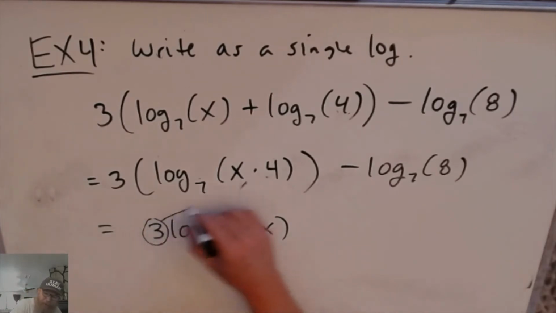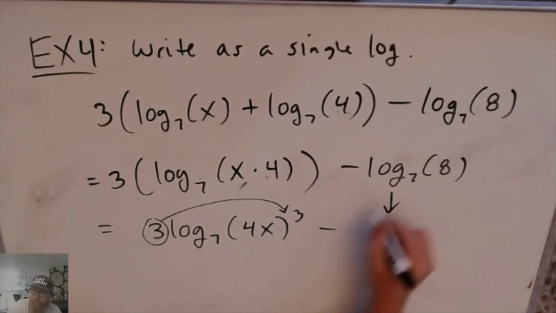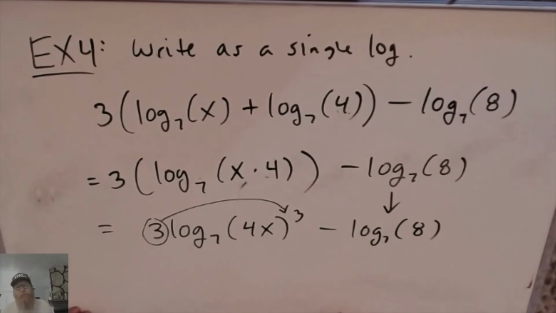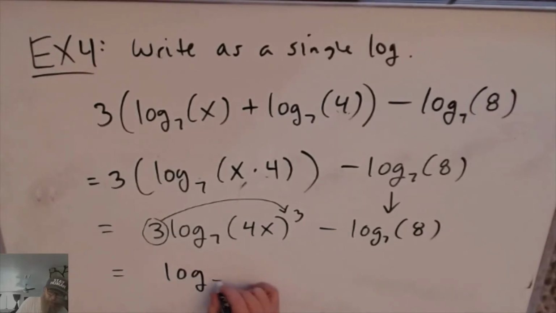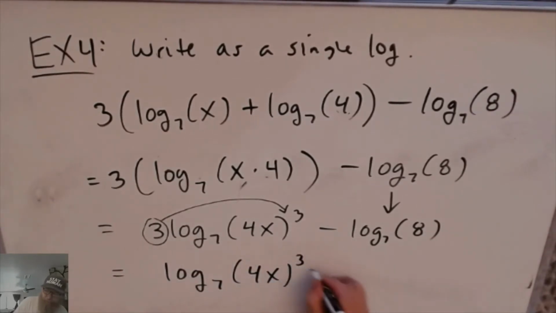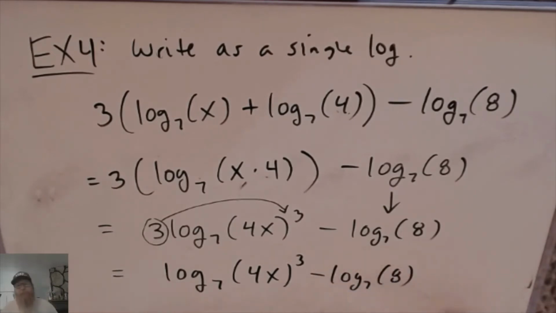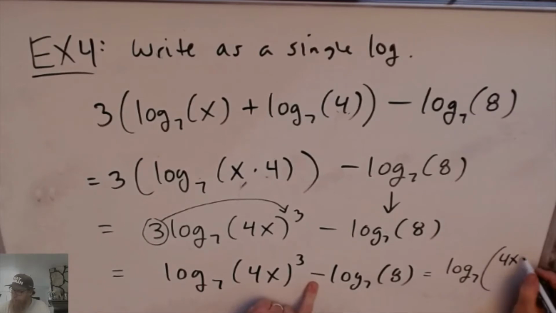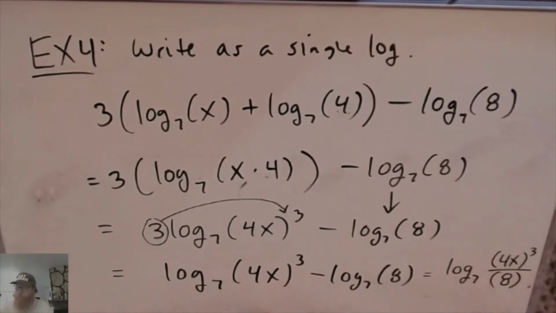And now we're going to do the power property. I don't want to forget about this guy over here. He's going last. Power property. And then finally the quotient property. So the quotient difference becomes the quotient of a single logarithm.